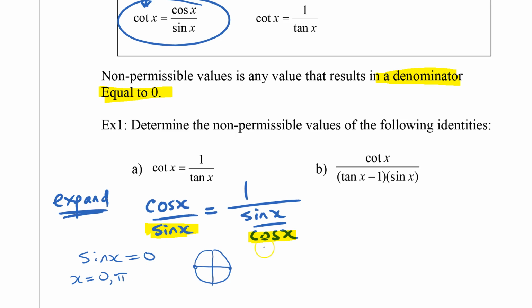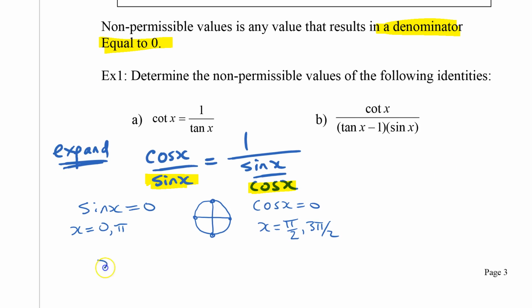And over here, cos of x, when is the cos of x equal to 0? When is that denominator equal to 0? Well, cos is the x value, so I guess that would be here and here. So I would say x is equal to pi over 2 and 3 pi over 2. So my final answer here, if I put them all together, would be 0, pi over 2, and 3 pi over 2.